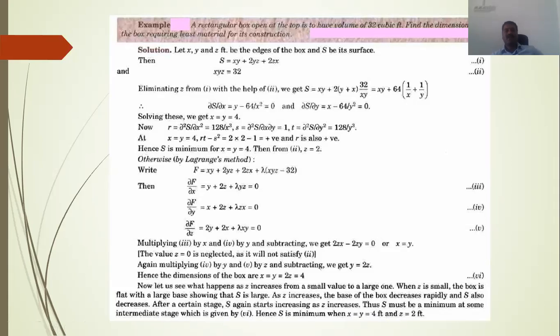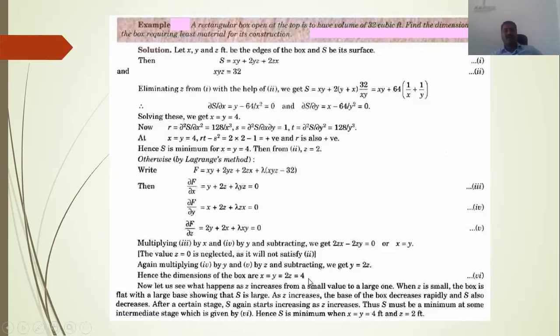Right? What is the constraint? xyz equal to 32. Now multiplying 3 by x and 4 by y and subtracting, we get 2zx minus 2zy equal to 0, or x equal to y. And again, multiplying 4 with y and 5 with z and subtracting, we get y equal to 2z. So we know that x equal to y, and y equal to 2z. So the dimensions of the box are x equal to y equal to 2z.